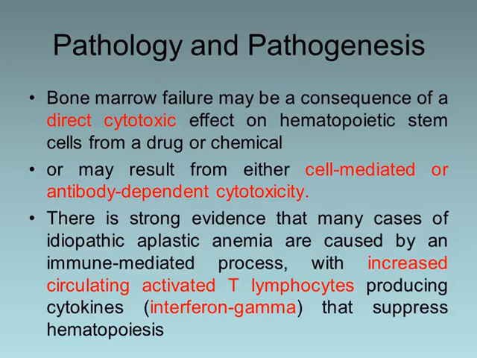A few words about pathology and pathogenesis. Bone marrow failure may be a consequence of direct cytotoxic effect on hemopoietic stem cells from a drug or chemicals, or it may result from either cell-mediated or antibody-dependent cytotoxicity. There is strong evidence that many cases of idiopathic aplastic anemia are caused by an immune-mediated process, with increased circulating activated T lymphocytes producing cytokines, mainly interferon gamma, that suppress hemopoiesis.